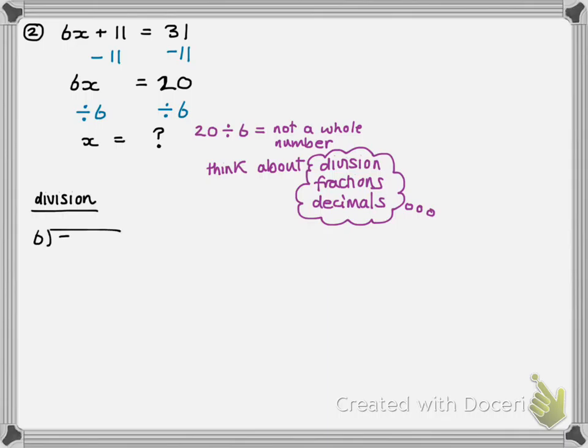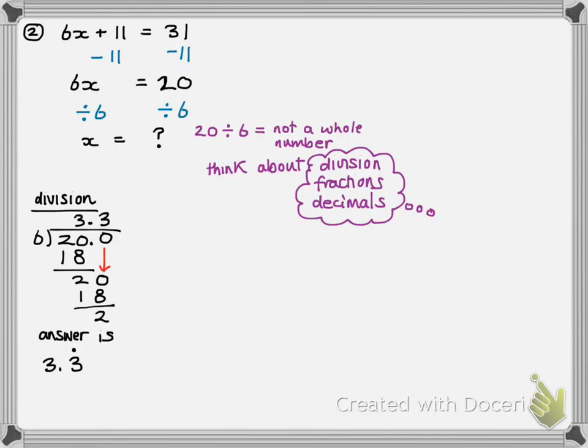You could write it using the bus stop method. How many times does 6 go into 20? 3 times makes 18. The remainder is a 2. Bring down the 0. And we start to realise that the answer is going to be a decimal. It's 3.3. And then we could keep going and we keep getting a remainder of 2.